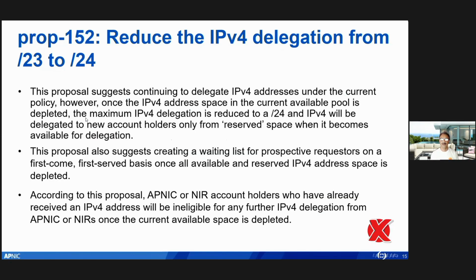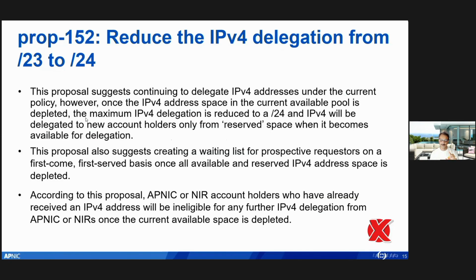This is also to help with IPv6 deployment in the future. So all the new entities that come into the internet business don't have to go straight directly to IPv6 deployment. They can come to APNIC or NIRs and get this /24 and then begin the process of deploying IPv6 or moving to IPv6 slowly.